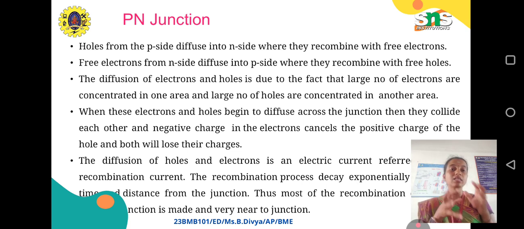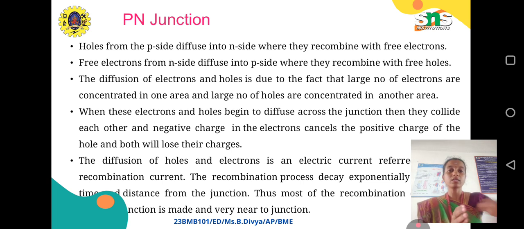When these electrons and holes begin to diffuse across the junction, that is the PN junction, they will collide with each other. The negative charges of the electrons and the positive charges of the holes cancel, and both will lose their charges. They will have a low energy.